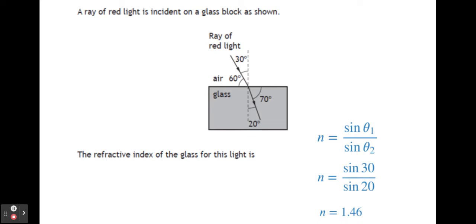One thing to be aware of, if you are also studying higher maths at the same time as studying higher physics, you might be learning about radians. If your calculator is set in radians, then you'll get some sort of crazy answer here. So make sure whenever you're in physics, your calculator is set in degrees.